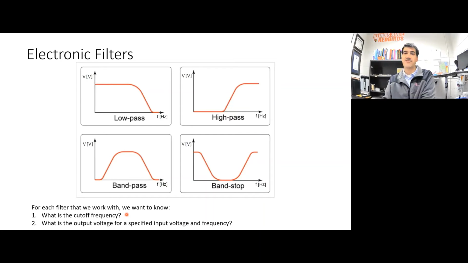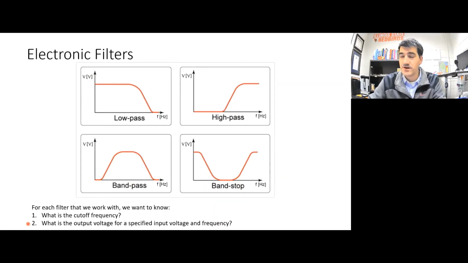What is the cutoff frequency? For right now, you can generally say, like I just said, that frequencies above the cutoff frequency for a low-pass filter are attenuated. Frequencies below the cutoff frequency for a low-pass filter are not significantly attenuated. So that's what the cutoff frequency is. We'll talk more about it in a minute or two.